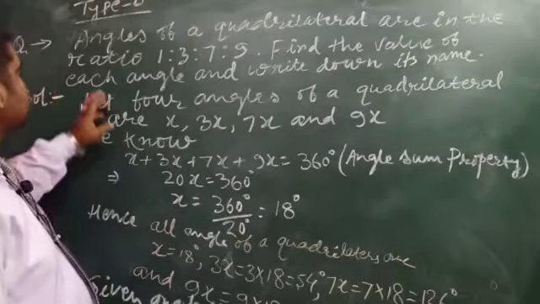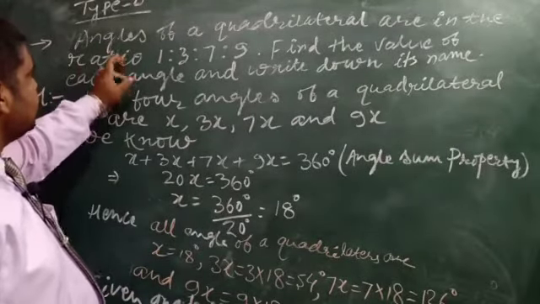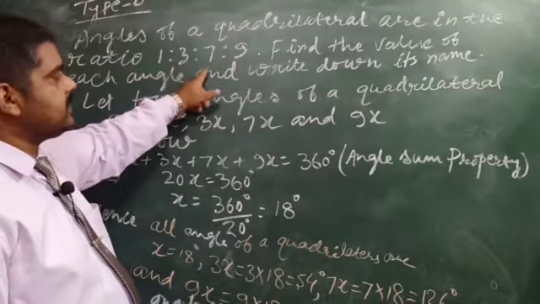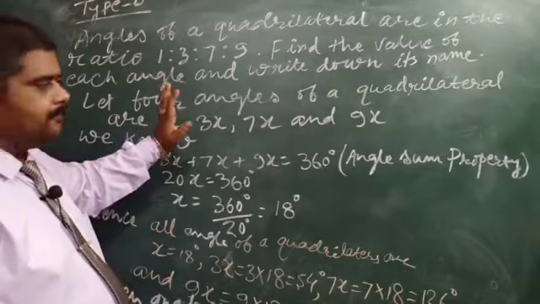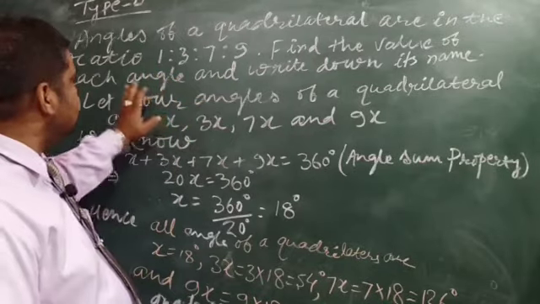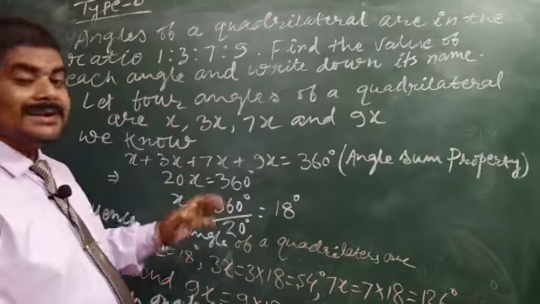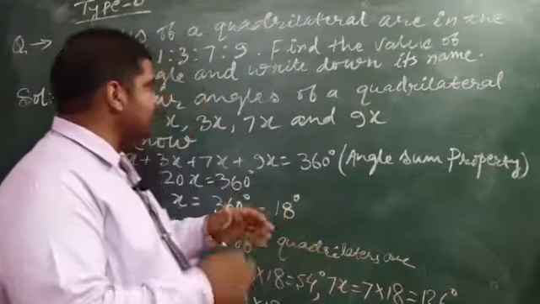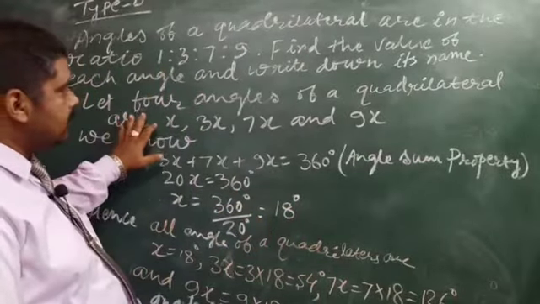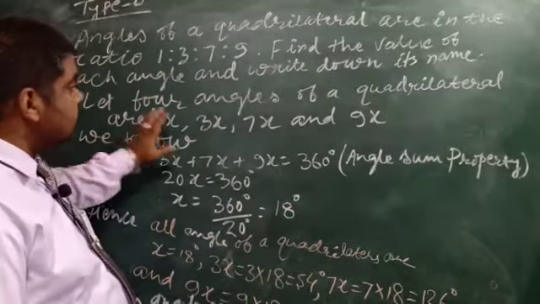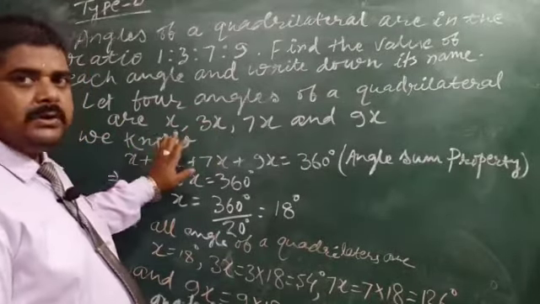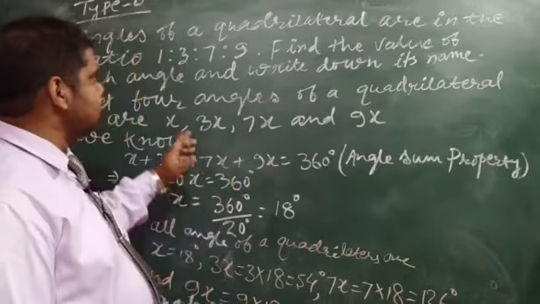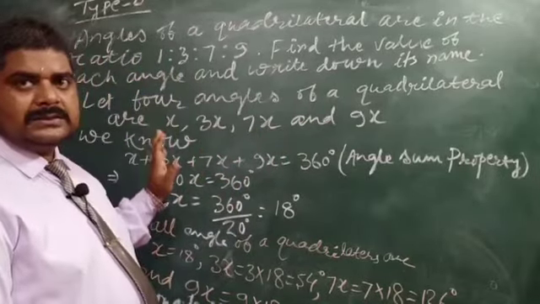My dear student, you can just see that in this question, the angles of a quadrilateral are in the ratio 1:3:7:9, and you need to find the value of each angle and write down its name. That means you have to find out the name of the quadrilateral. And what is the solution of it? Let the four angles of a quadrilateral be x, 3x, 7x, and 9x degree. I have considered this with the help of the ratio.